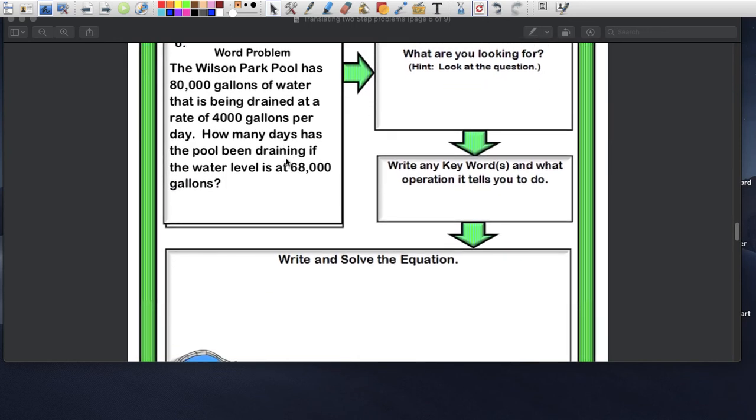6. There's a swimming pool with 80,000 gallons in it that's being drained at a rate of 4,000 gallons per day. Again, what am I looking for? How many days? So I'm going to use D as my variable here. How many days has the pool been draining if the water level is at 68,000, sorry. So I know there's a multiplication here, right? There's a relationship per day, 4,000 gallons per day, so that's multiplication.